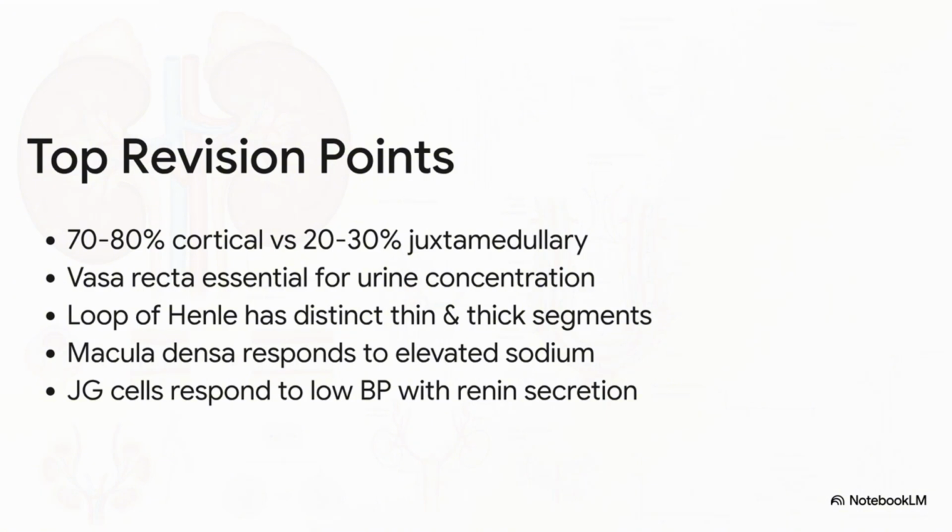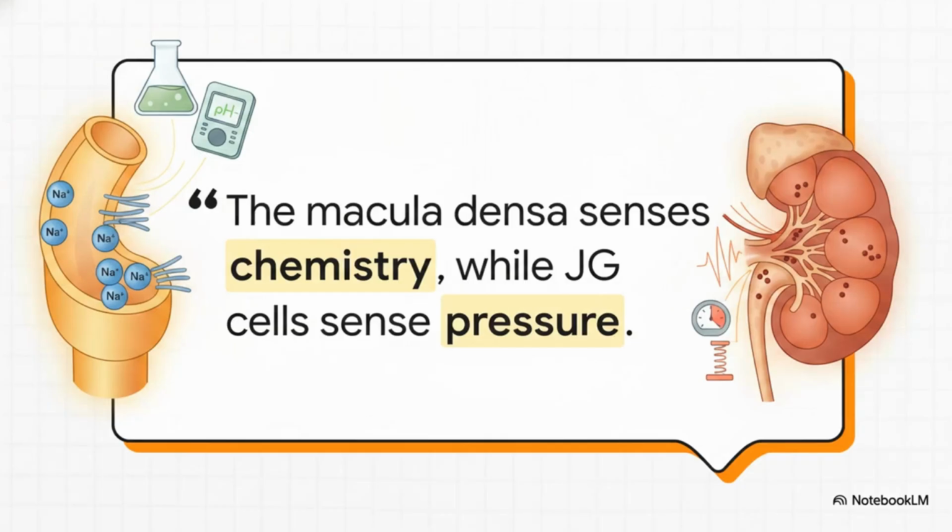Remember that 7 to 10 cortical collecting ducts merge into one straight duct. And finally, lock down your sensors. The macula densa detects sodium to control GFR locally, while JG cells detect pressure to control systemic blood pressure via renin. I'll leave you with this final highly practical exam tip to keep these regulatory systems perfectly straight in your mind. Just ask yourself on test day, which sensor controls which pathway?